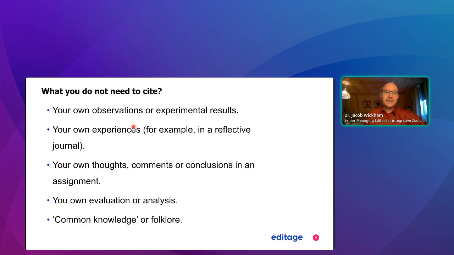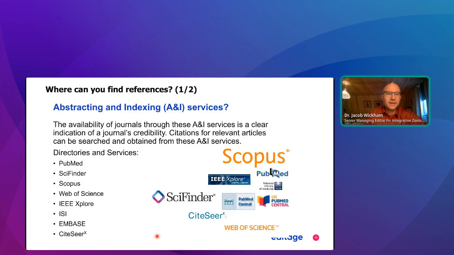What do you not need to cite? You don't need to cite your own observations or experimental results or your own experiences or your own thoughts, comments, or conclusions. Actually, I made some really good conclusions in my doctoral dissertation and my PhD supervisor said, "You should cite this." I'm like, "No, I don't need to. It's my own idea." So yeah, those don't need to be cited. So your own evaluation or analysis does not need to be cited. And also common knowledge or folklore does not need to be cited.